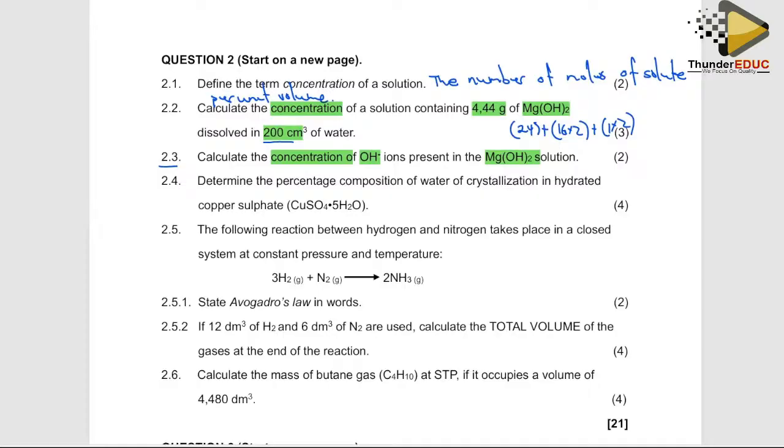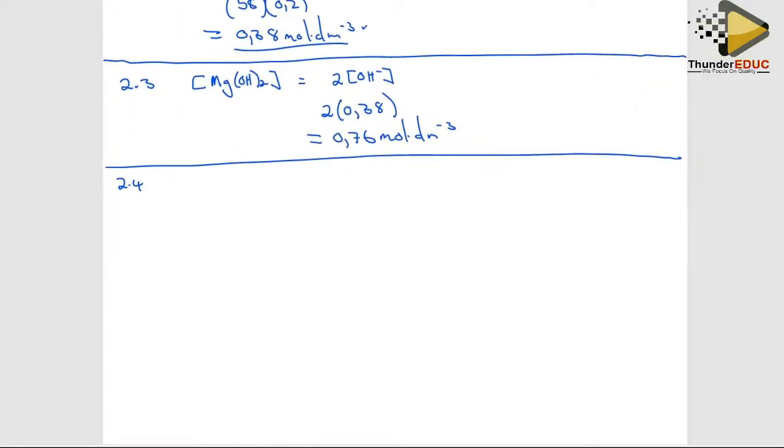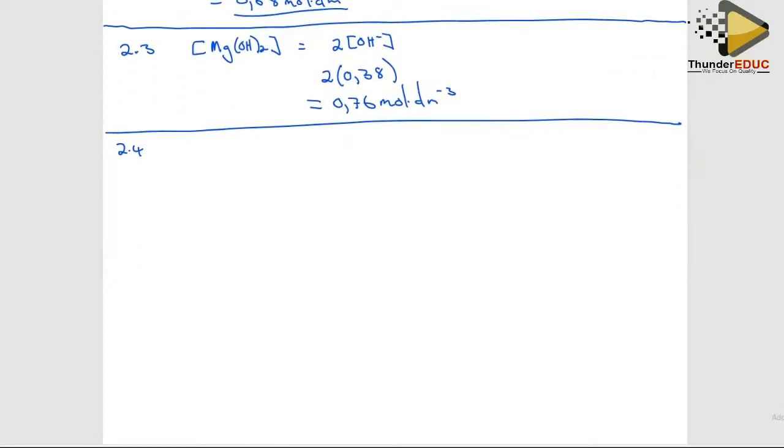They're asking us to determine the percentage composition of water of crystallization in hydrated copper sulfate. So this is our copper sulfate. To work this one out, we're going to go to this page again. This is now our question 2.4. I'm going to start by calculating the molar mass of copper sulfate, then I'm going to write the mass of copper sulfate, CuSO4, on the side.